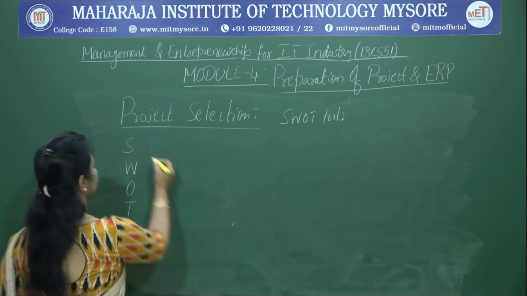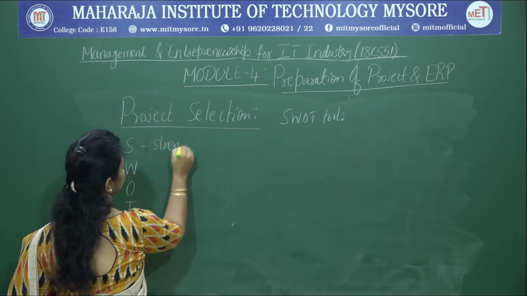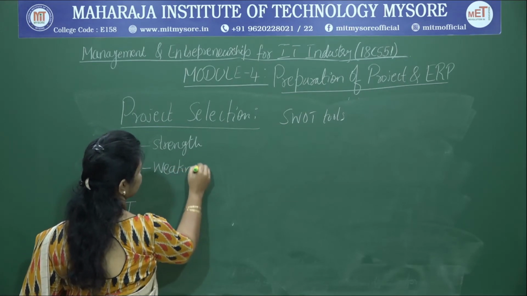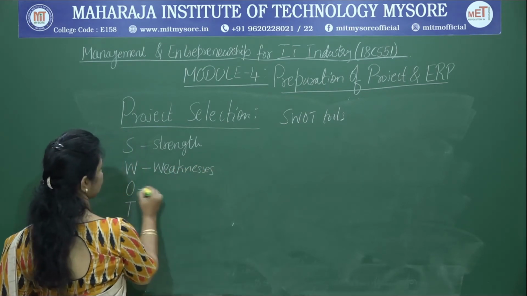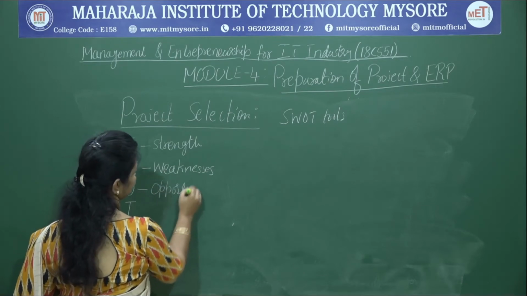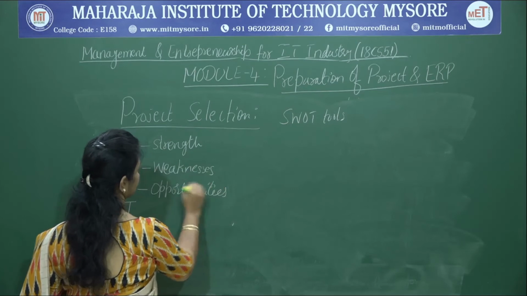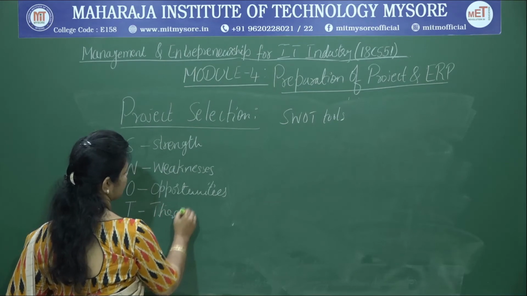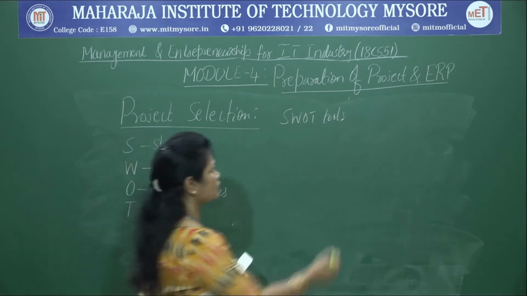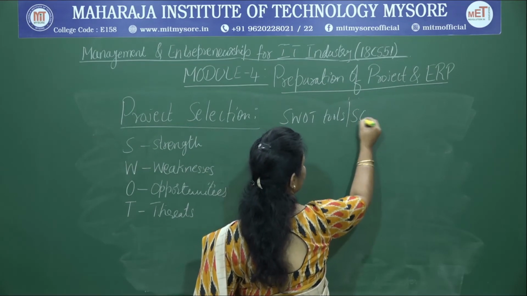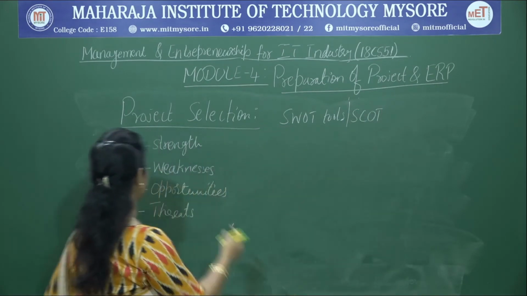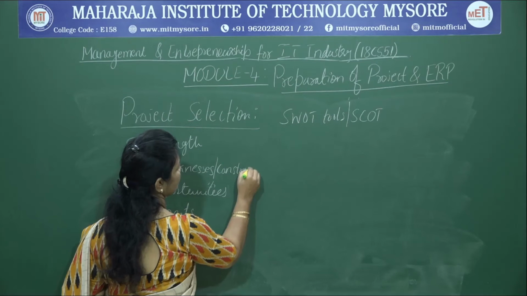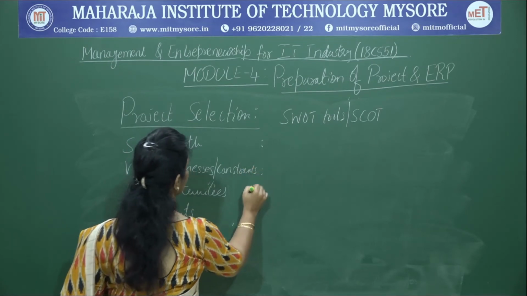S stands for strengths, W for weaknesses, O for opportunities, T for threats. So the SWOT tool can also be called SCOT, where W or C stands for weaknesses or the constraints, we can call it, right? So weaknesses or the constraints.